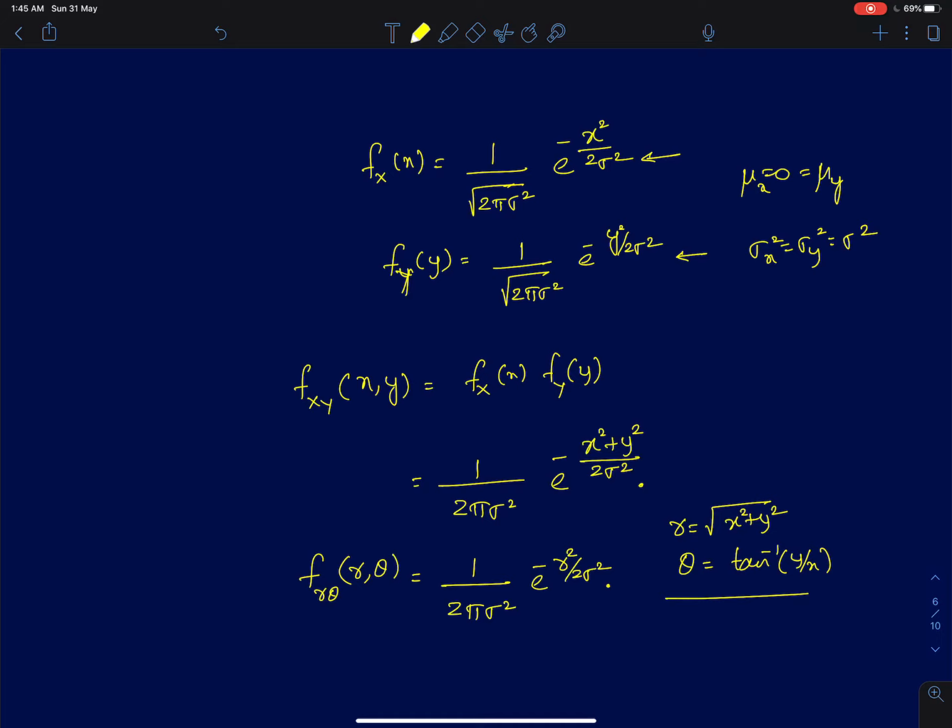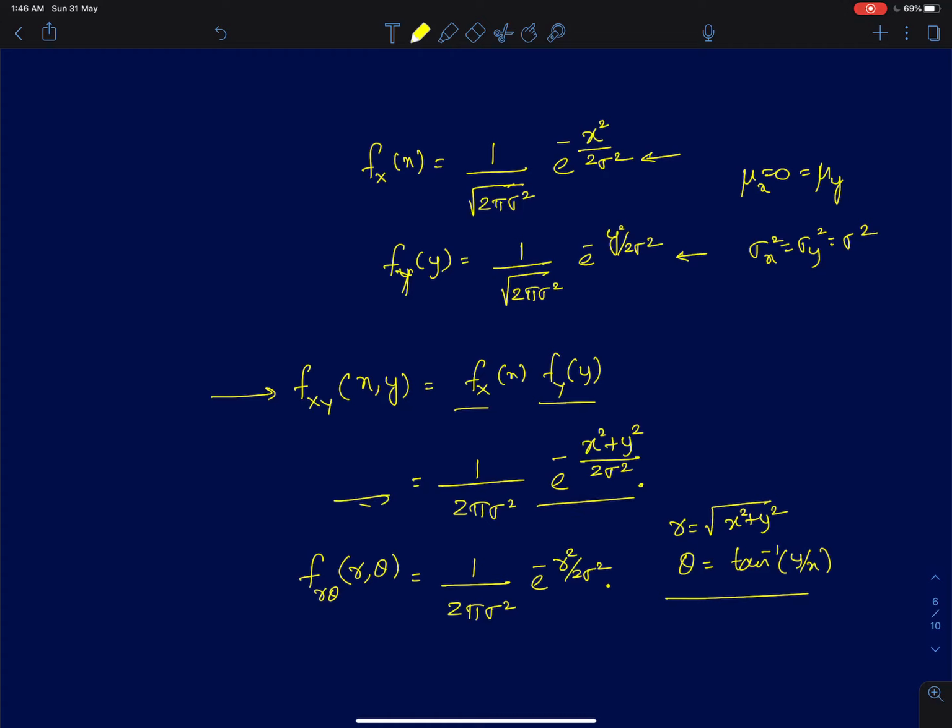Then, if I look at the combination of the two events x and y, I can define a joint probability density function f_XY of x comma y. That's given by the product of the individual density functions f_X of x and f_Y of y. I simply multiply these, and I get 1 by 2 pi sigma square into e power minus of x square plus y square by 2 sigma square.